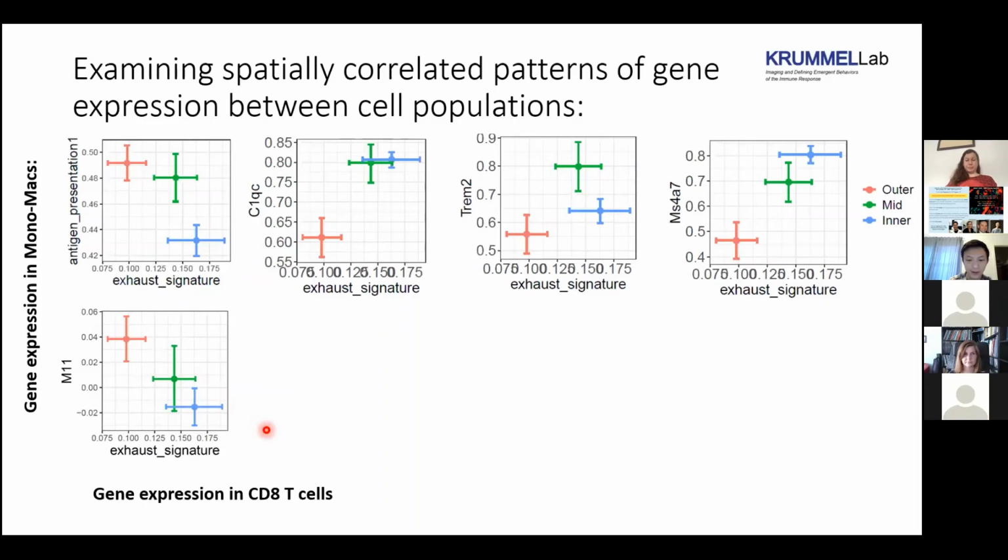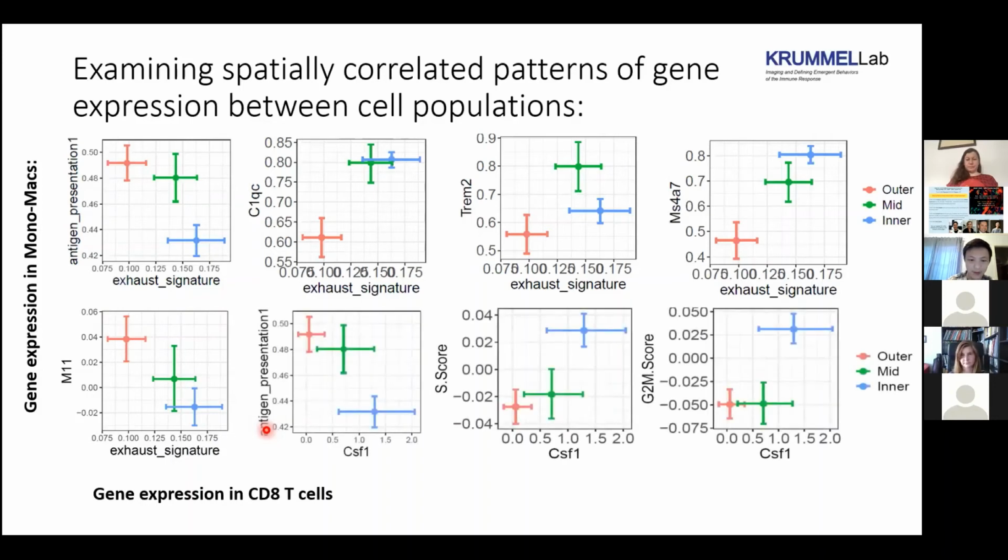And indeed, another thing we noticed was that within these exhausted CD8 T cells was increased expression of CSF1, which we theorized could represent a communication axis promoting differentiation and potentially proliferation of these macrophages towards the interior. So the CSF1 expression increases as we move towards interior within CD8 T cells, and we see this progressive loss of this antigen presentation-like signature, and this increase in the scoring for S phase and G2M phase in the macrophages, basically indicating potentially more proliferation.